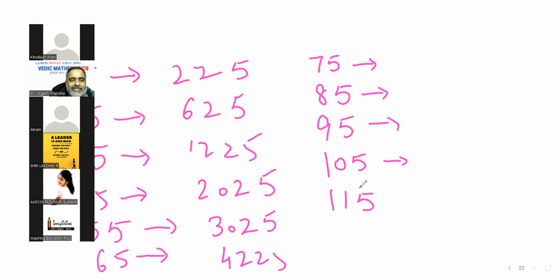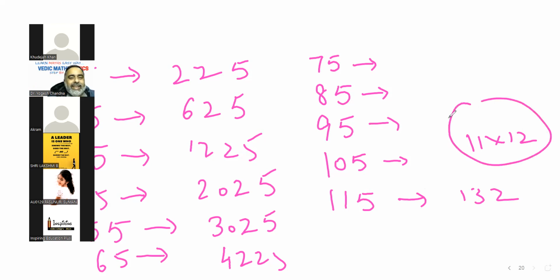11 into 12, what will come? 132. So you have to put 25 after it, and apply it. Okay. Why did we understand that concept if we are not implementing it? 125 square is 15625. 12 into 13 is not 152, it is 156, so 15625.